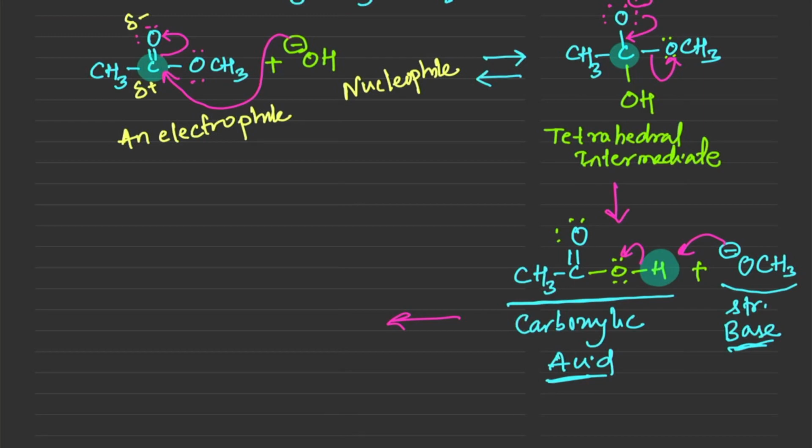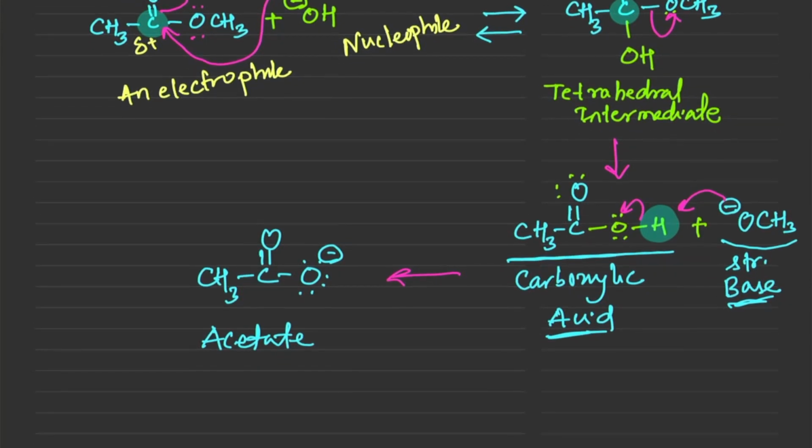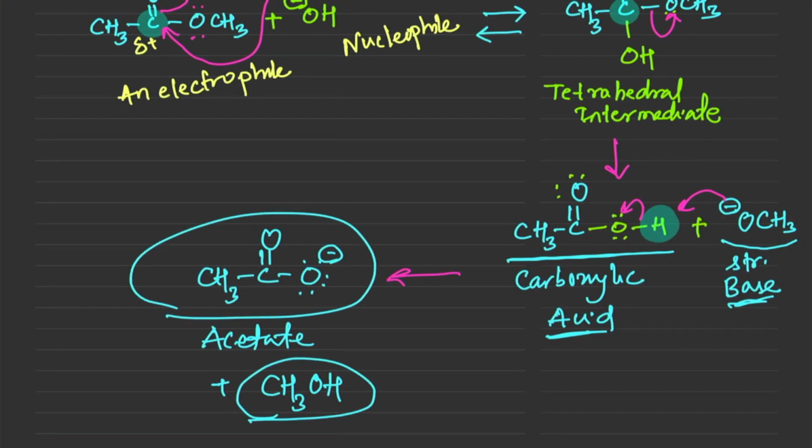So the product that you will be making is CH3COO minus. So that's your carboxylate group, or acetate. Okay, so that's your acetate, and the byproduct is CH3OH, alcohol. So this is an alcohol, and this is your carboxylate ion.